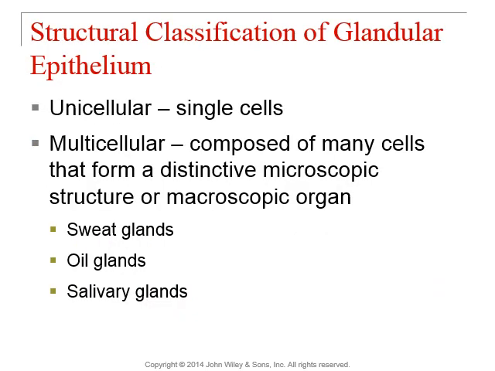Now, aside from being classified as either exocrine or endocrine, we also have structural classification of glandular epithelium. We do have quite a few here. There are only a few that I'm going to point out to you that are going to be testable. The others will be covered more so in HAP 2. Very simply, we look at the structure of the glands. We look at either unicellular, which means it's a single cell secreting its products, or multicellular, which very simply means it's comprised of numerous cells that form a distinctive structure or an organ. So in this case, your sweat glands, oil glands, and salivary glands will be multicellular.